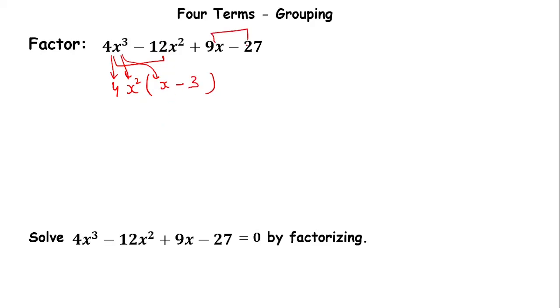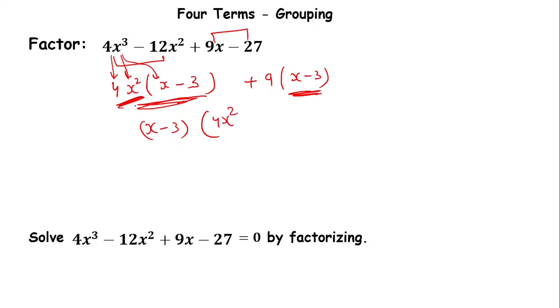Now what is common in these two? Positive 9. x minus 3 is pending. Again, what is common? x minus 3 is there and x minus 3 is there, so x minus 3 is common. 4x squared is left here, plus 9 is left here. So that is the final answer: (x minus 3) times (4x squared plus 9).